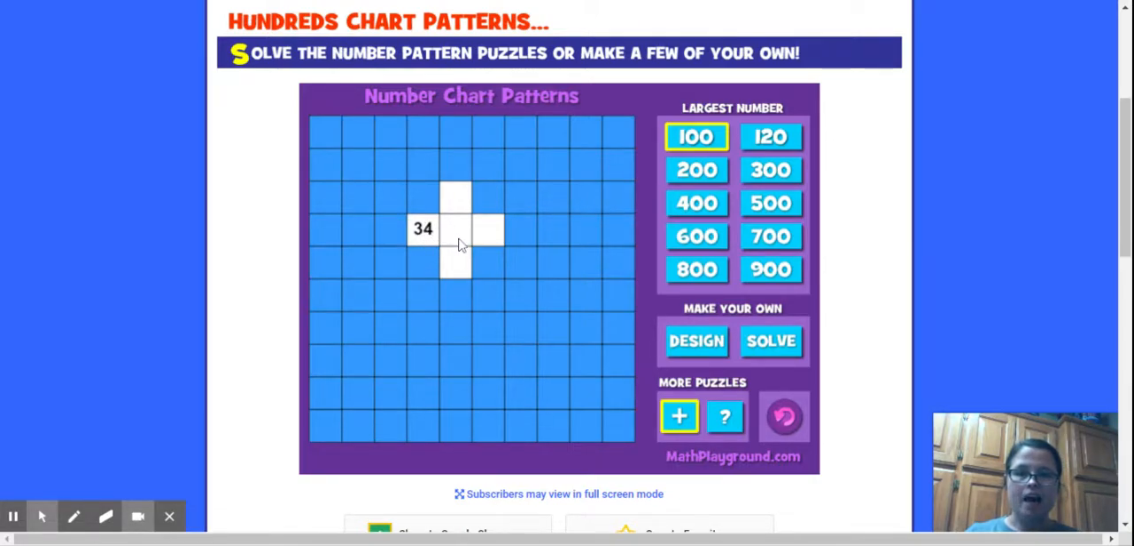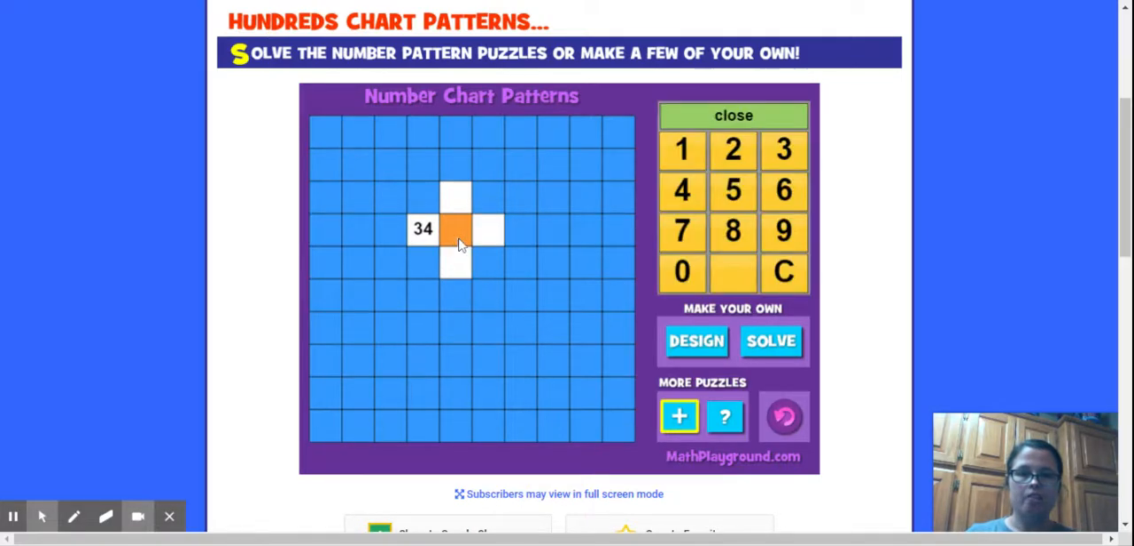What number comes after the number 34? What number should we put there? I clicked into that box and I just have to type the number that I think goes in this box. I know after 34, I say 35. So I'm going to type that number in.